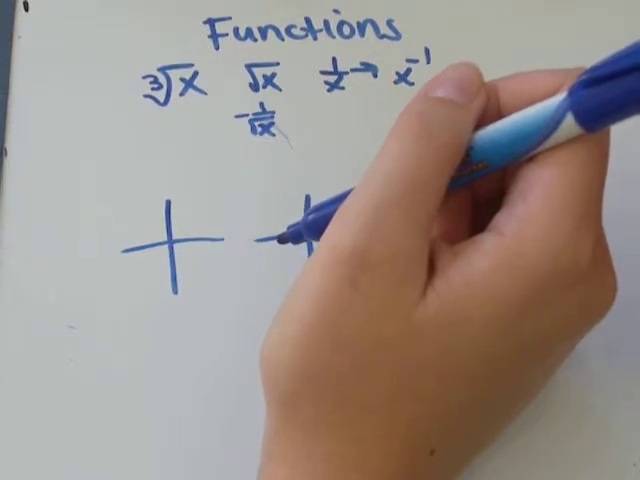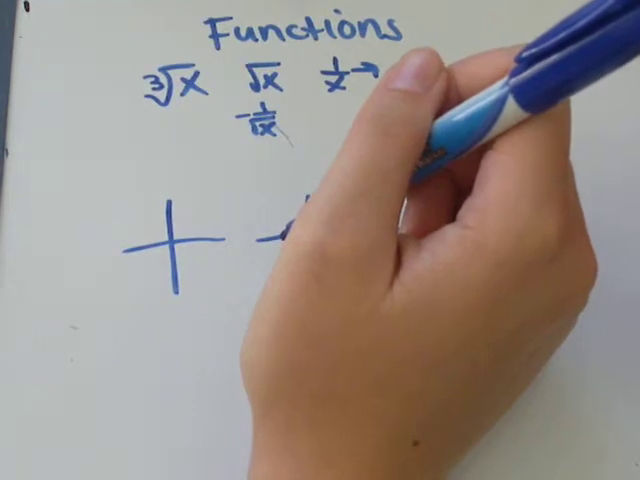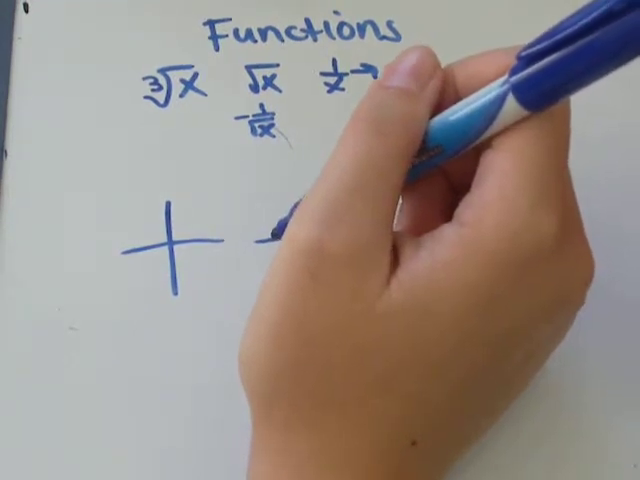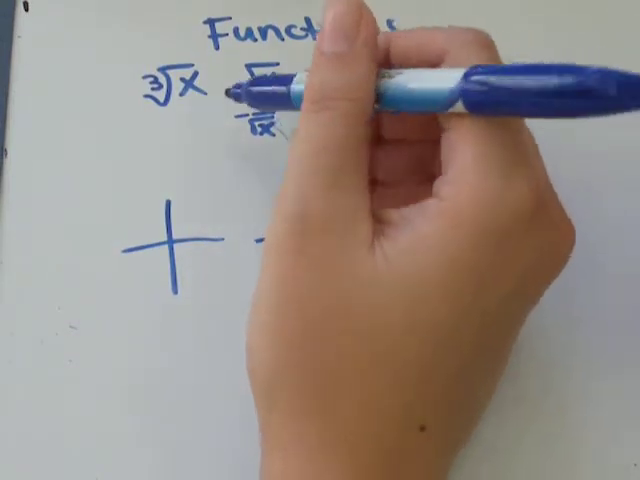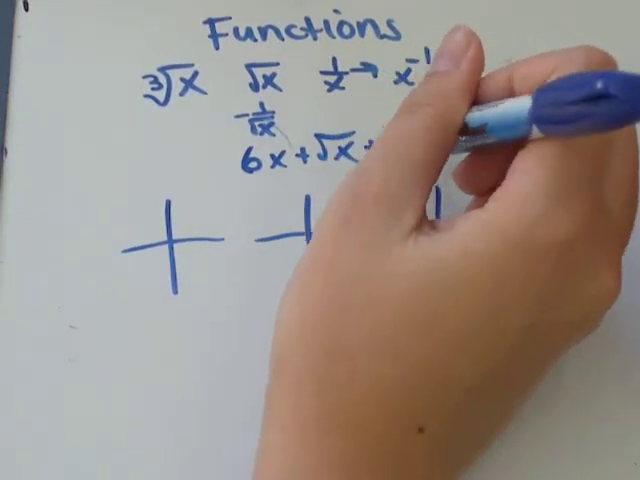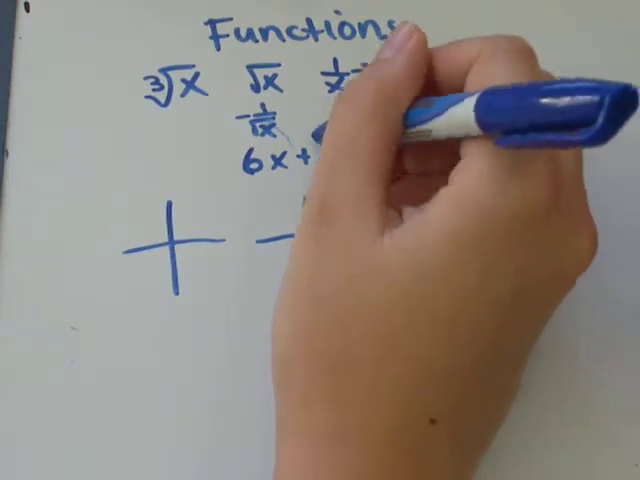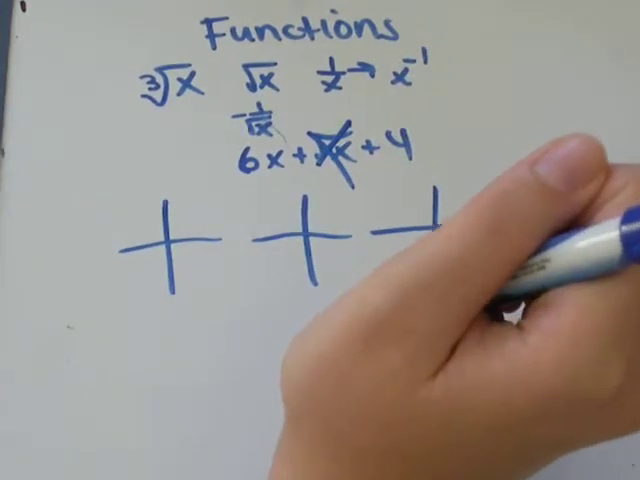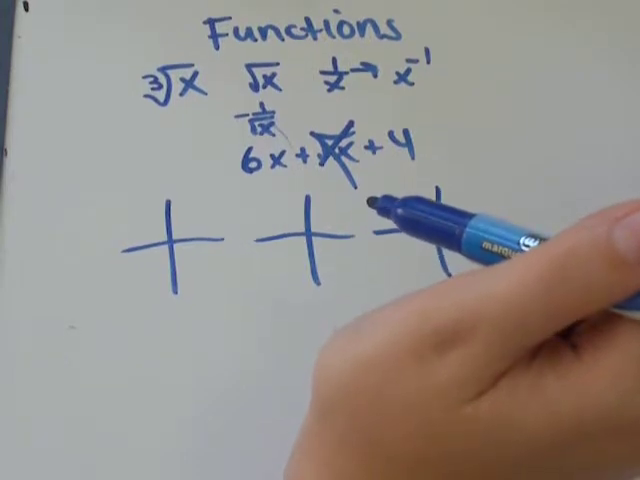And you can't have any coefficient that is not a real number. So all your coefficients have to be not imaginary. They have to be real numbers. So for example, if you had 6x plus the square root of x plus 4, and you were asked, is that a polynomial function? No, because the square root of x makes it disqualified from being a polynomial function.